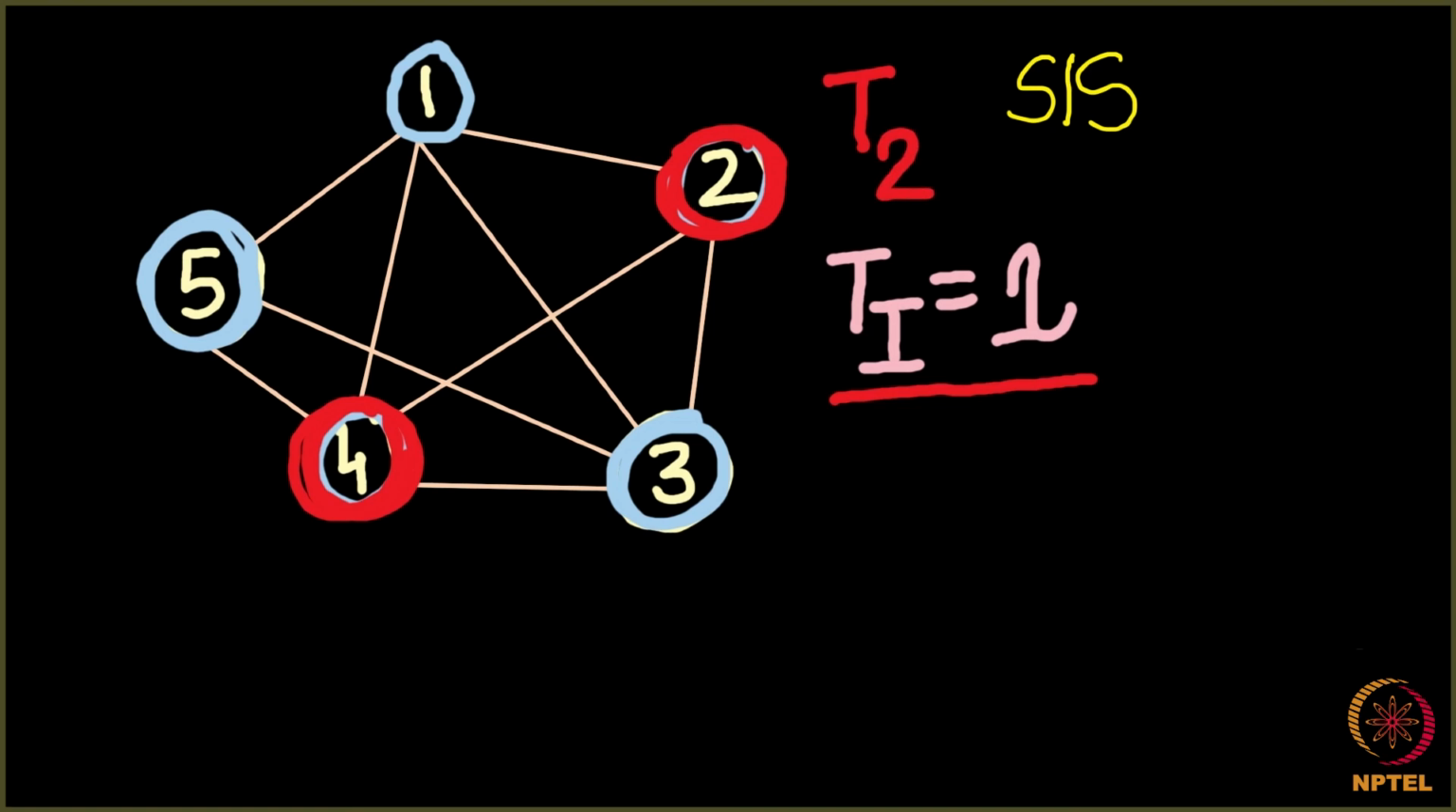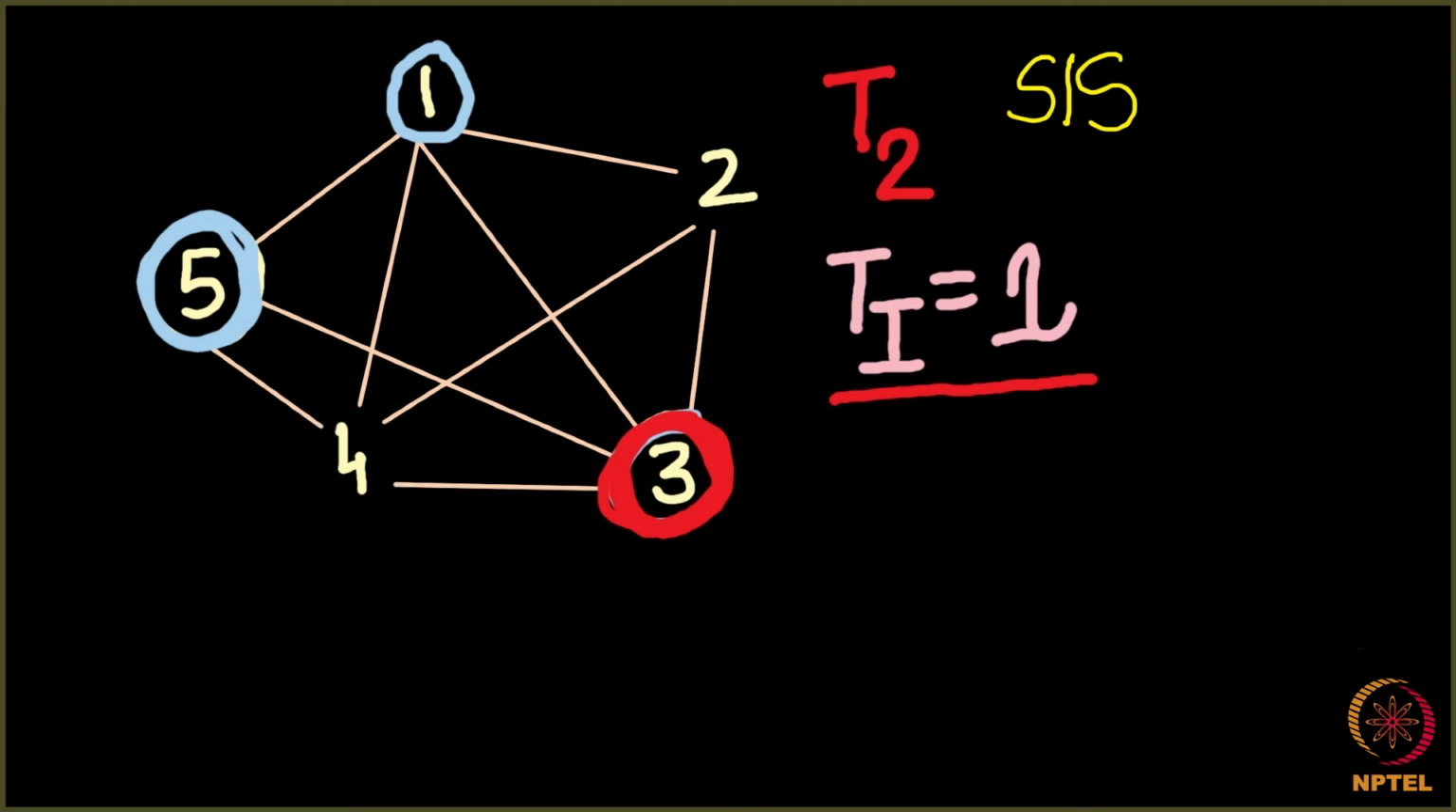Let's now see what happens during the second day. So now is the second day. On the second day, node 2 and 4 will look at their neighbors and try infecting them, and let's say they become successful in infecting node 3. So on day 2, node 3 catches the infection, and towards the end of day 2, node 2 and node 4 will go back to the susceptible state.